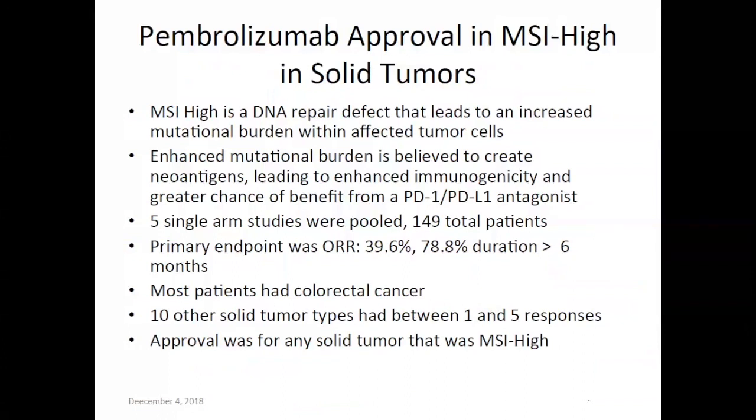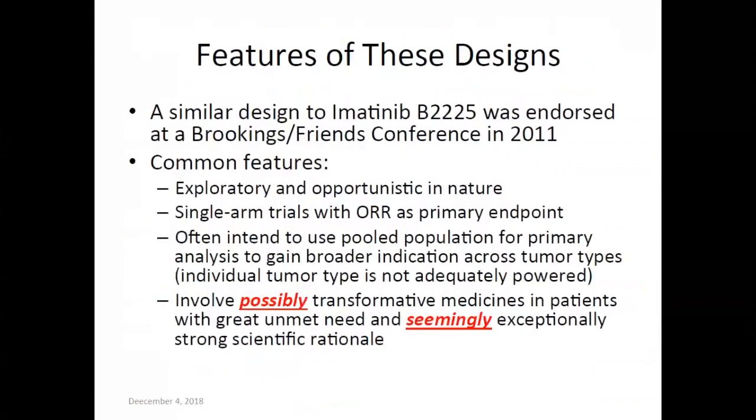Even though most patients in the study had colorectal cancer, and there were 10 other solid tumor types represented by very small sample sizes, approval was for any solid tumor that had this biomarker, MSI-H. Again, because pembrolizumab is a very special drug. A similar design was endorsed for vemurafenib, another very special drug, at a Brookings Friends conference in 2011.